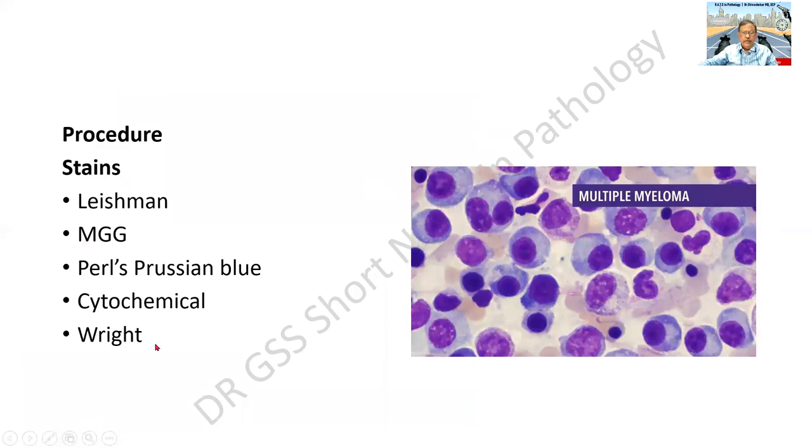What are the stains that can be done? These are the following stains: Leishman stain, May-Grünwald-Giemsa, the Wright stain, or the Wright-Giemsa stain. Sometimes cytochemistry is done for the diagnosis of leukemias. Perls' Prussian blue, I had shown you an earlier picture in iron deficiency for demonstrating the iron stores. And this is a slide for multiple myeloma.